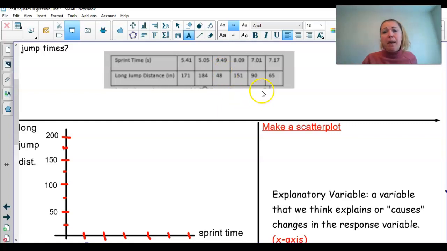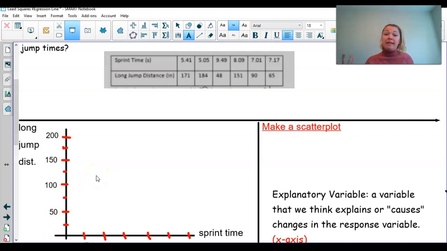My long jump minimum is 48, excuse me. My long jump maximum is 184. So I decided to go by 25s, and you'll notice I only have the 50s there just to make it look clean, but I did go by 25s there.